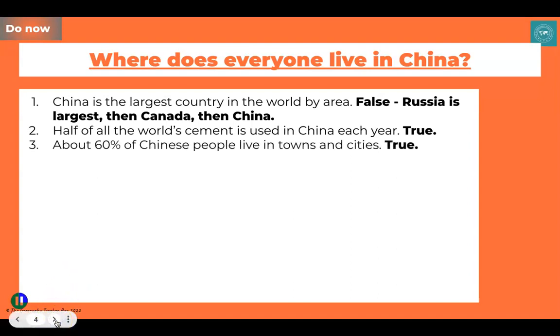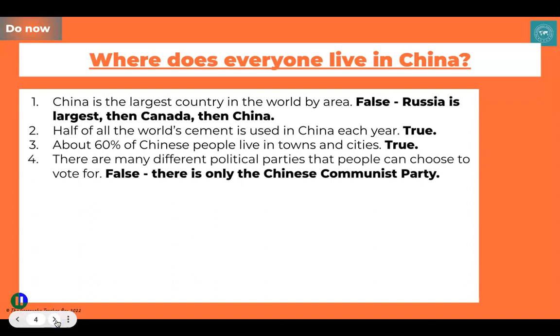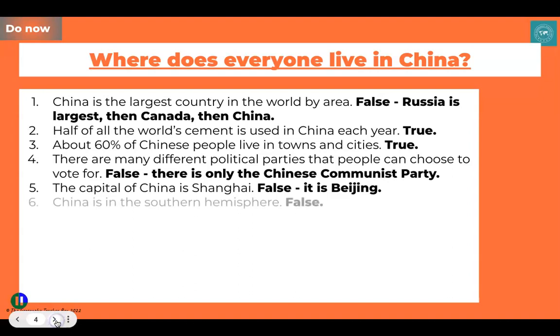Number 3 is also true. Around about 60% of Chinese people live in towns and cities. And that figure is probably set to increase very rapidly. Number 4 is actually false. There are not a variety of political parties in China. There is only the Chinese Communist Party. Number 5. The capital of China is, of course, Beijing, not Shanghai. Number 6 is false. China is in the Northern Hemisphere.